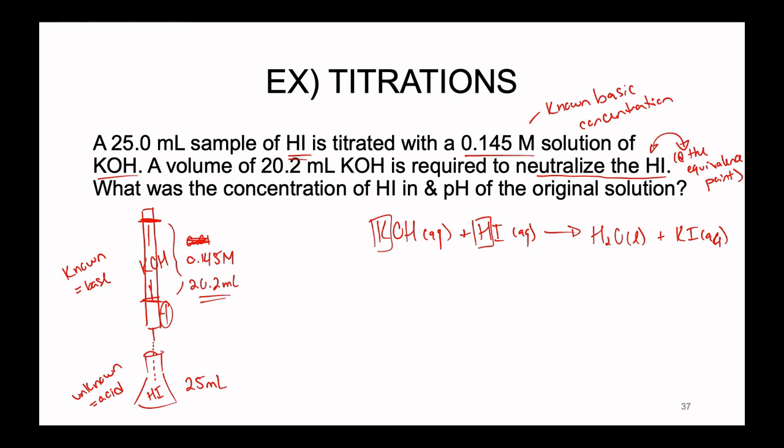This is actually going to make our lives a little bit easier because what this tells us is that the KOH and the HI have to interact in a 1-to-1 ratio. So if we can figure out how many moles of KOH were used during this reaction, it should be equal to the same number of moles of HI that were present initially. All right, so we can use the volume and the concentration information for the known base that we already gathered from the wording of the problem to figure out how many moles of this KOH were used.